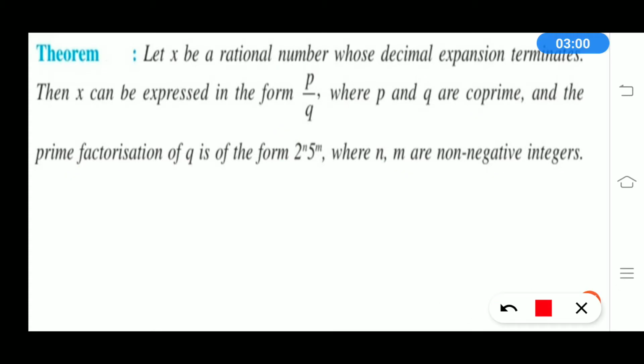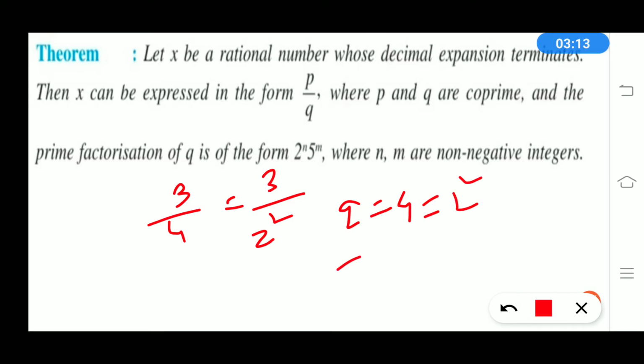Or if we take any number, suppose 3 by 4, again 3 and 4 are co-prime, so here q equals 4, so here 2 square, so again 5 to the power 0 into 2 square. Again the denominator, that means q, can be expressed in the form of 2 to the power n into 5 to the power m, that means 3 by 4 is a terminating number, or its decimal expansion terminates. Clear? Okay, next theorem.